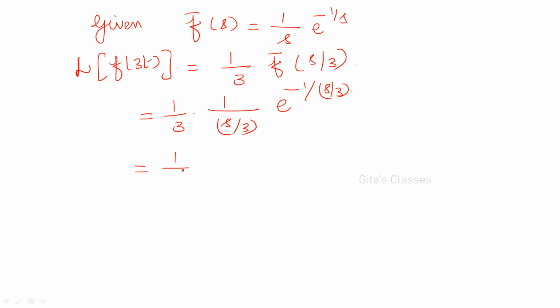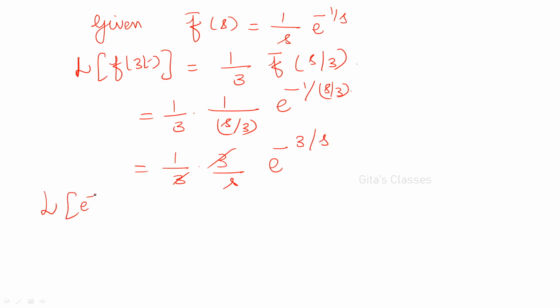That is 1 by 3 into 3 by s. This 3 will come to the numerator, so 3 will get cancelled. E power minus 1 by s by 3, so again 3 will come to the numerator. It is 3 by s. Okay, this is L of f of 3t.